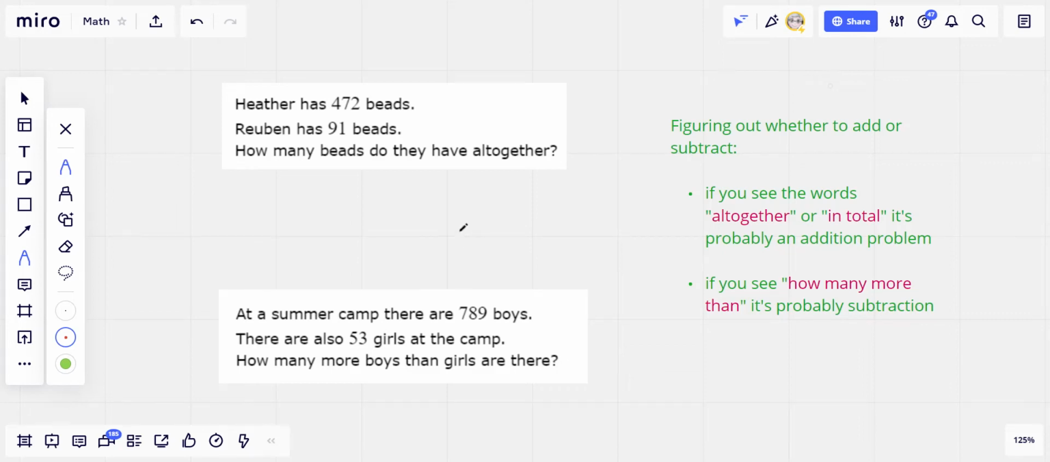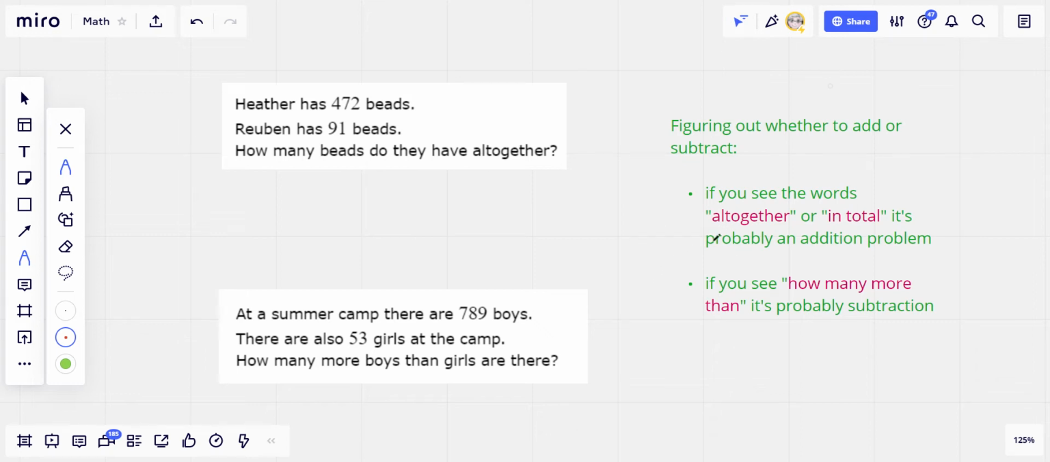Here we have some word problems involving addition and subtraction. And maybe the hard part about these is not actually the addition or the subtraction that you have to do, it's figuring out which one you want to use. Is it an addition problem or is it a subtraction problem? So I've got some rules of thumb you can use with these problems.